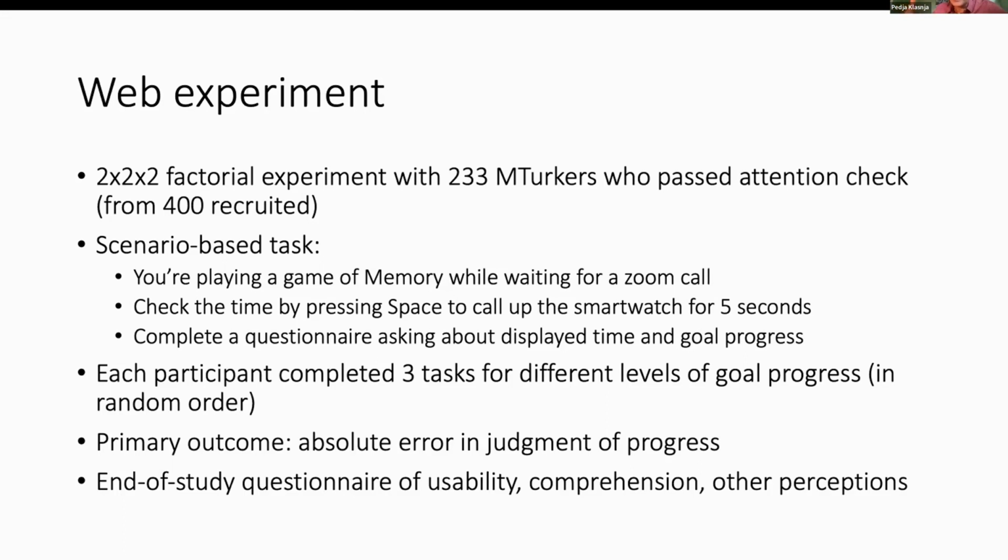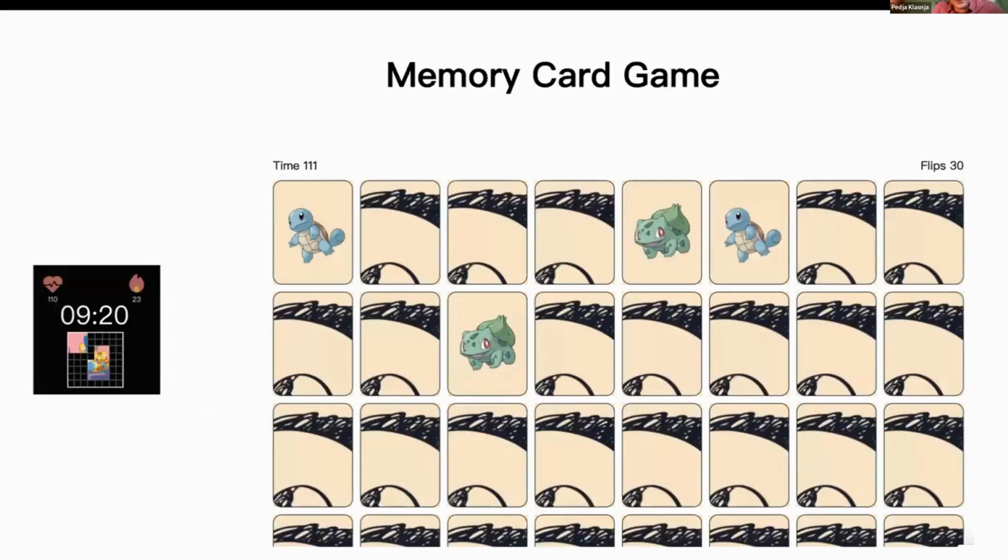After the smartwatch disappears, the game would interrupt, and the person would be asked to report both the display time as well as the goal progress that we're showing on the watch. Each participant completed 3 tasks for different levels of goal progress, and the primary outcome here was an absolute error in judgment of progress. At the end of the study, they also did a bunch of usability, comprehension, and other subjective measures, a questionnaire.